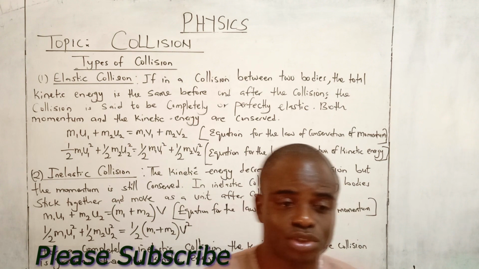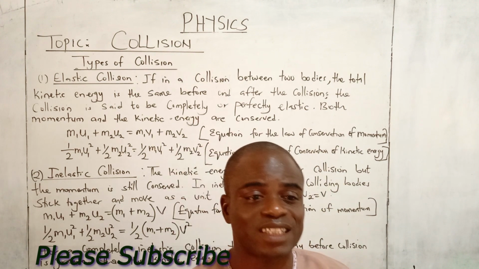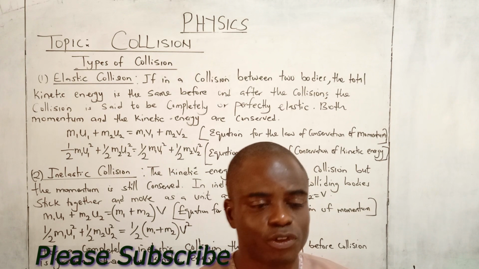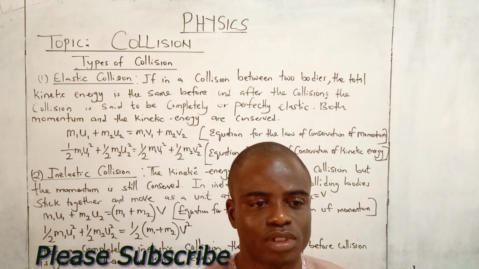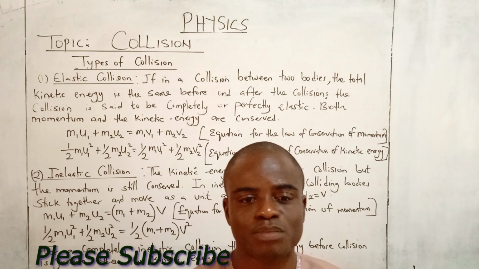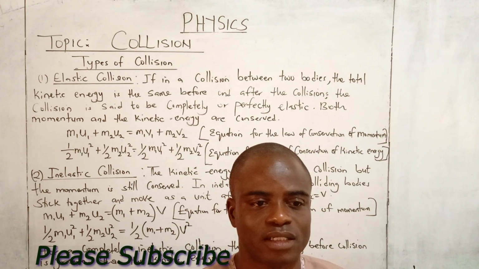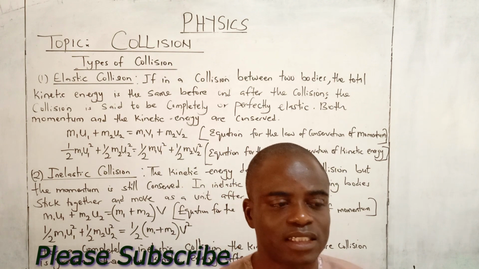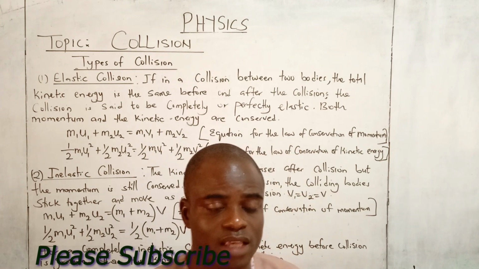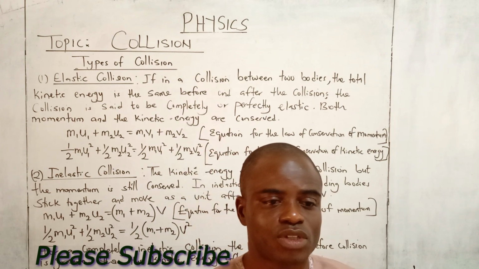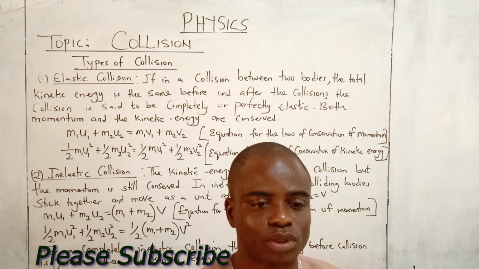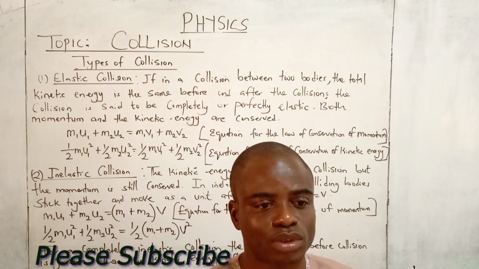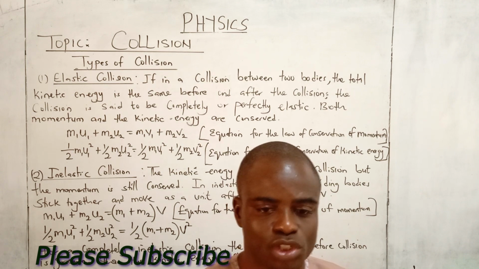In elastic collision, if the kinetic energy between two bodies before collision is equal to the kinetic energy after collision, we say that type of collision is perfectly elastic. That means that both momentum and kinetic energy are conserved. In that case, you have a formula for the conservation of linear momentum: m1 u1 plus m2 u2 equals m1 v1 plus m2 v2.